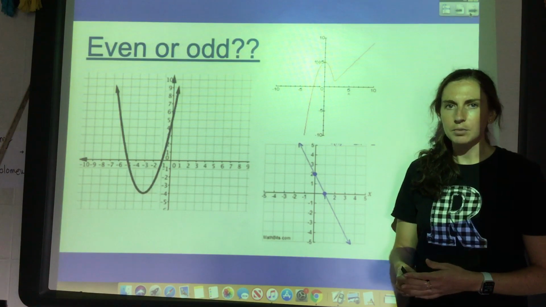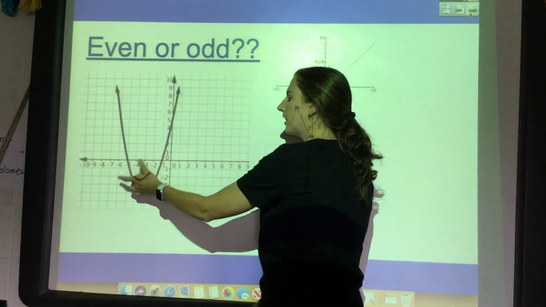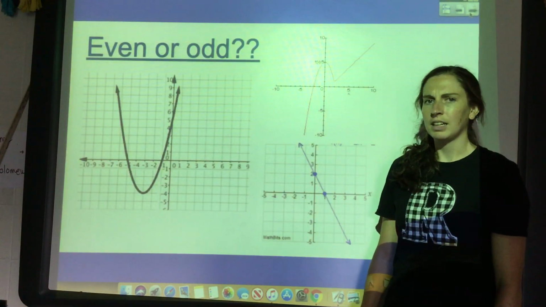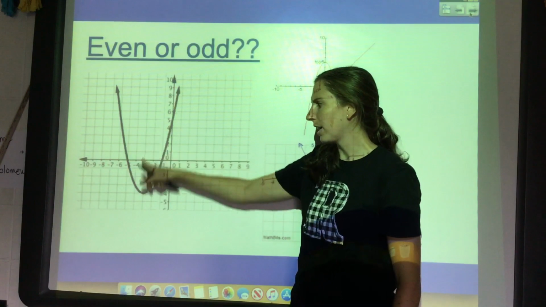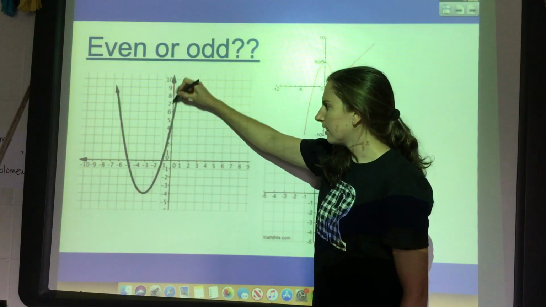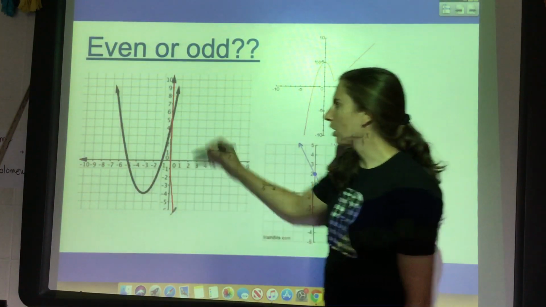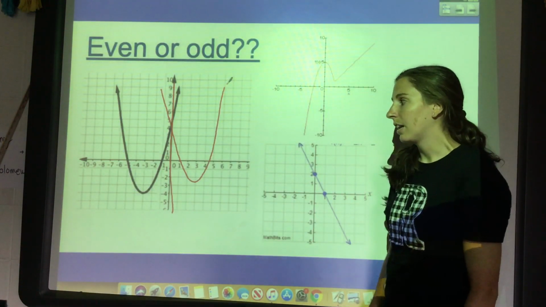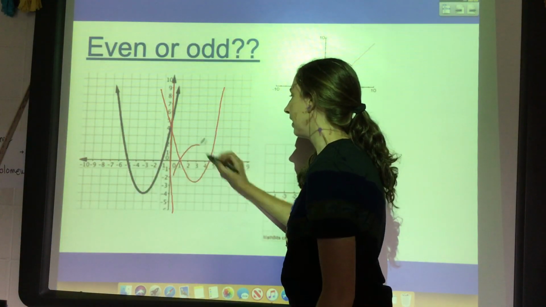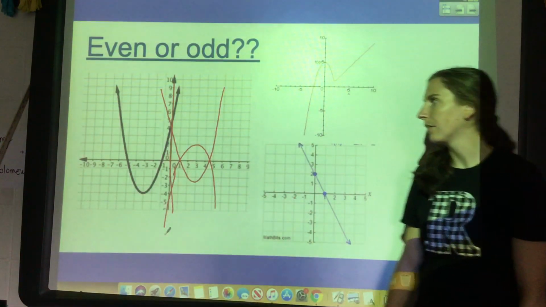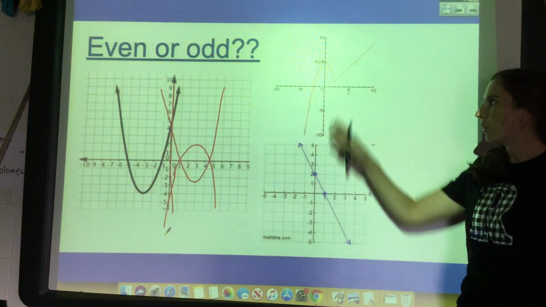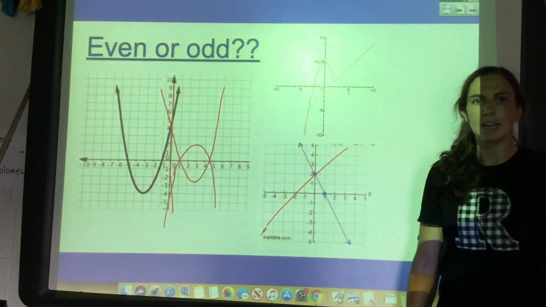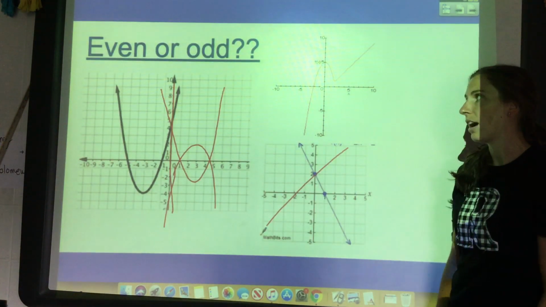It's tempting to say even because I could reflect it vertically and get the same graph, but that's not the y-axis. Like this right here is not the y-axis. This is. If I were to reflect this across the y-axis, it would look something like this. That's not the same graph. And if I were to rotate it, it would look something like this. And that's also not the same graph. Same thing for both of these. If we were to reflect it across the y-axis, or if we were to rotate it 180 degrees, we would not get the same graph.